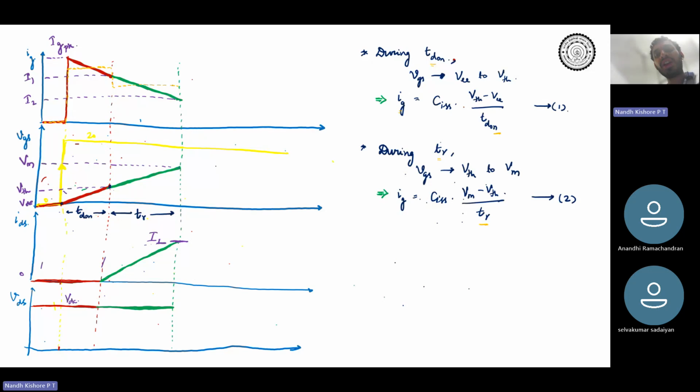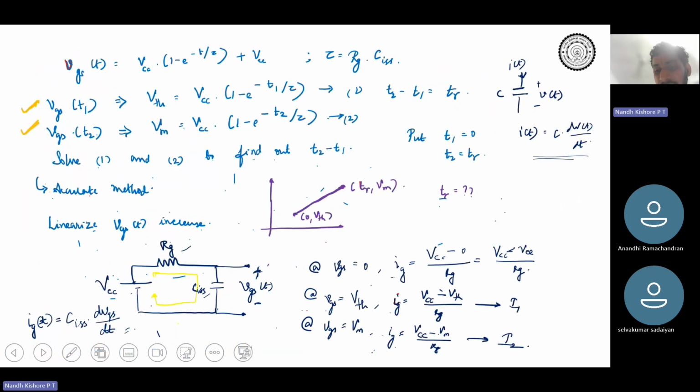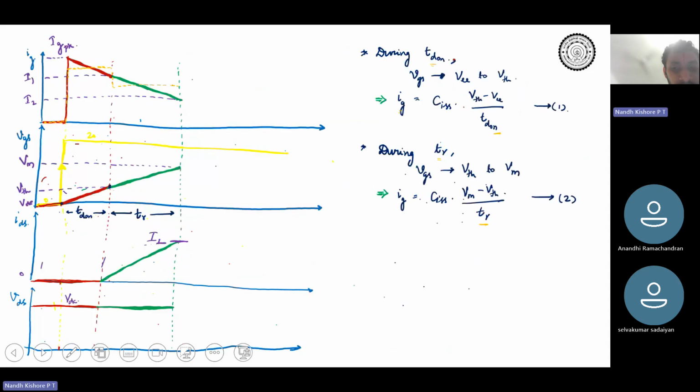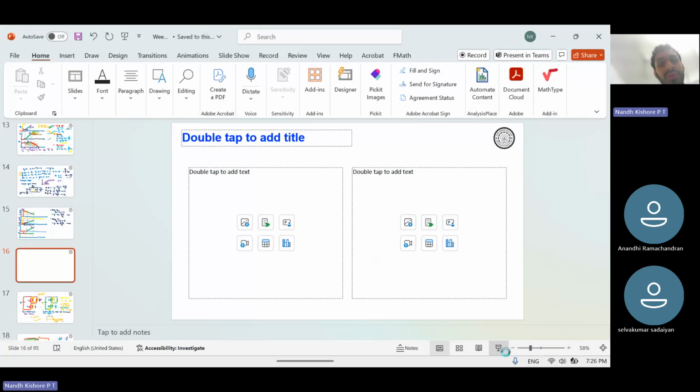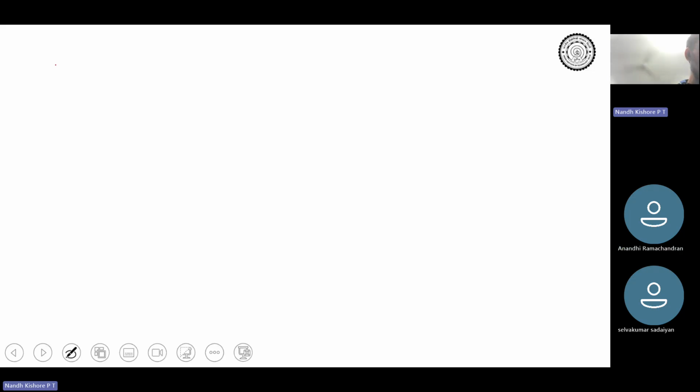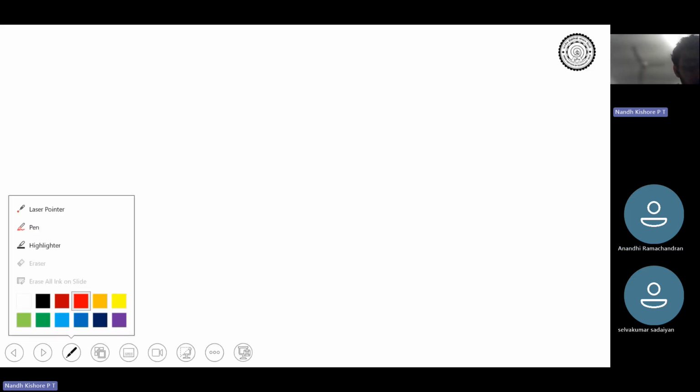Okay. Fine. So we have to equate these equations with these equations. So that will directly give us what is TD on and TR. So let me take a new slide. Okay. So I'll just draw what is VGS and IG alone. From there we can go ahead.